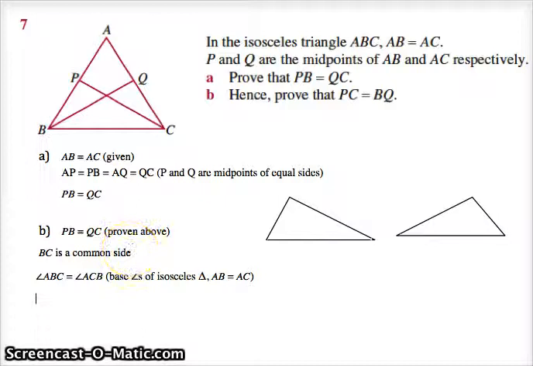So now we have our three pieces of information. We can now therefore say that triangle PBC is congruent to triangle QCB, but let's see what we've got. We had that side, we had the base, and we had the angle in between. So the reason is side angle side. So triangle PBC is congruent to triangle QCB. Reason, side angle side. Now that the two triangles are congruent, we can now therefore say that PC equals QB, matching sides of congruent triangles.